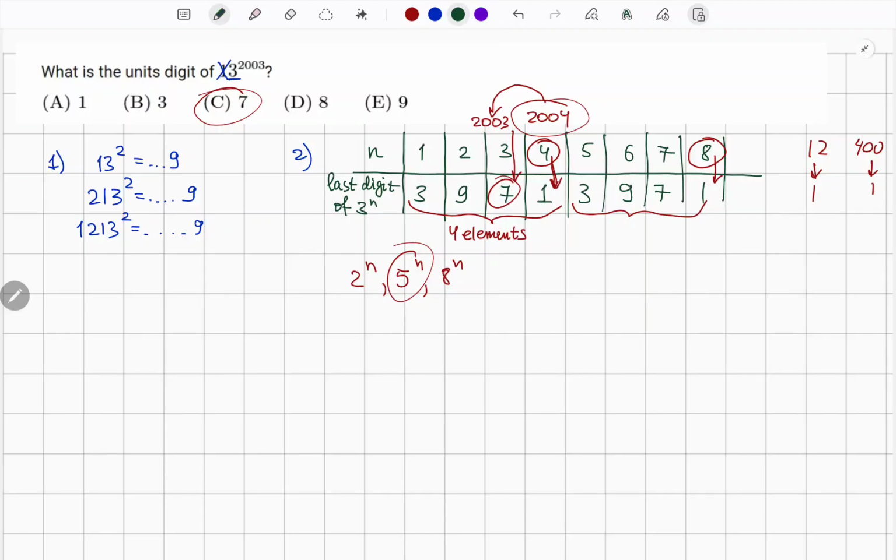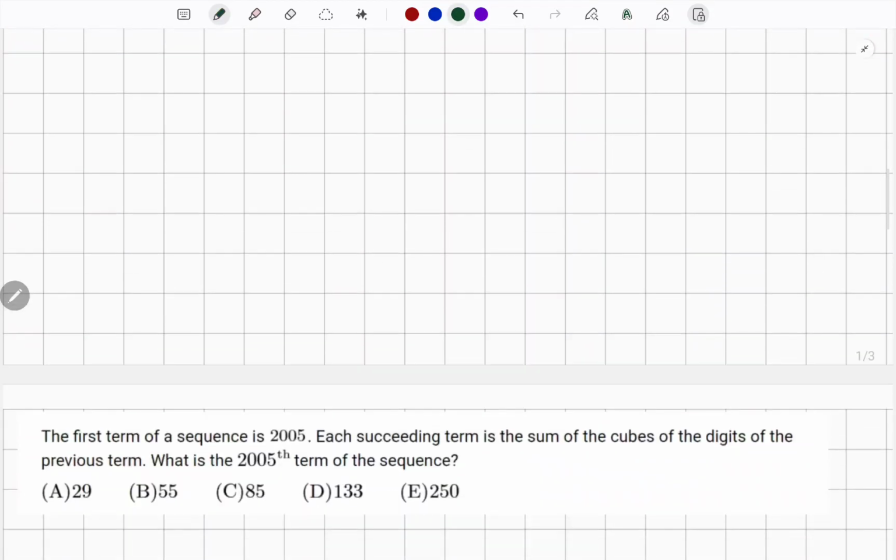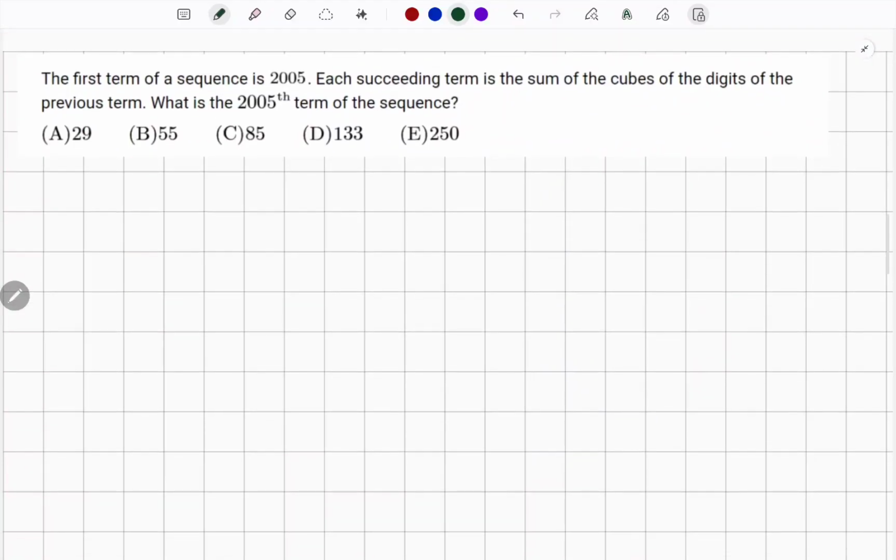Okay, that's question number 1. So let's move on to question number 2. The first term of a sequence is 2005. Each succeeding term is the sum of the cubes of the digits of the previous term.